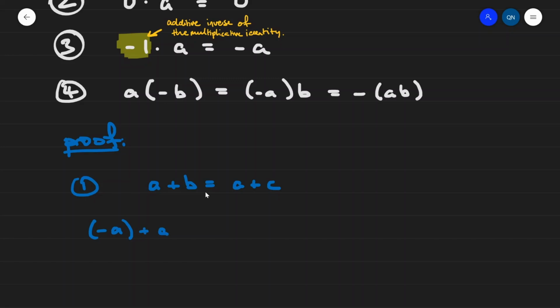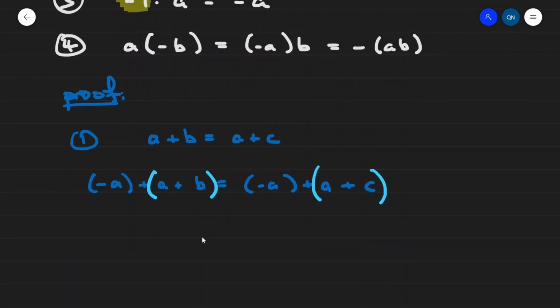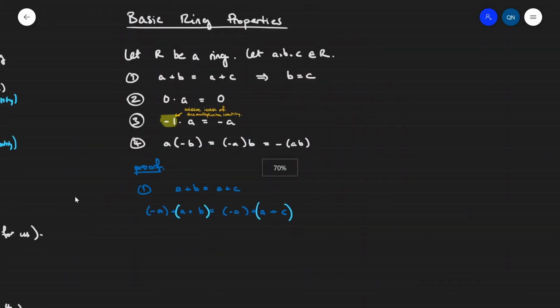You add it with A, and then we still have B, and this is equal to negative A plus C. Now I should maybe be careful with the brackets as well. Technically I'm doing the A plus B first over here because that's the part that already exists there, and then I'm adding on this additive inverse, and same for the A plus C. And what I can do is I can use the associative laws. So what was the associative law there?